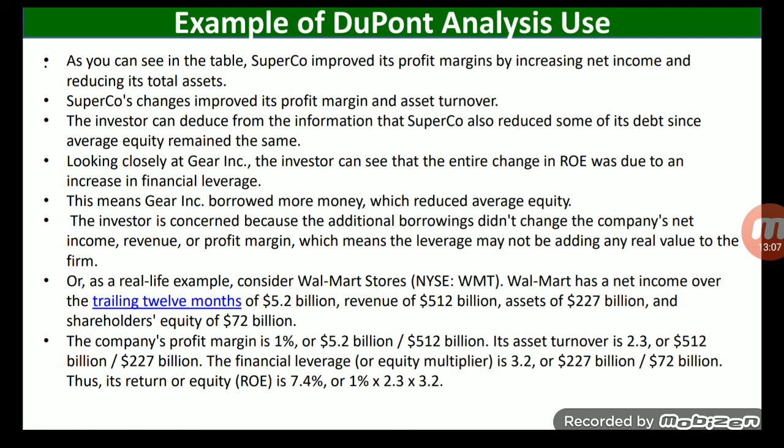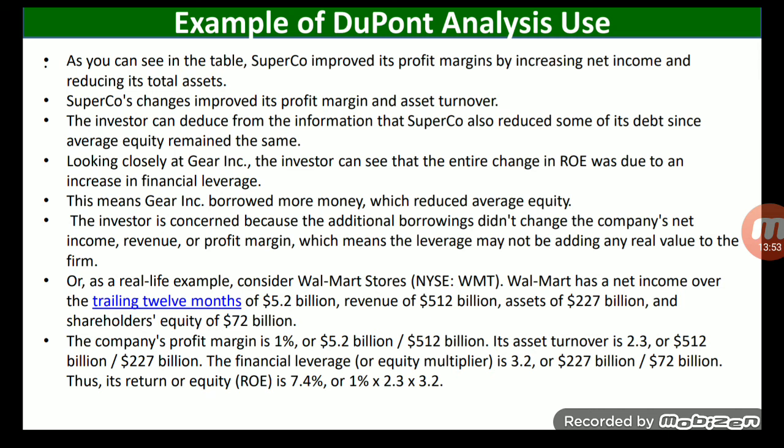Or as a real life example, consider Walmart. Walmart has a net income over the trailing 12 months of $5.2 billion, revenue of $512 billion, assets of $227 billion, and shareholders equity of $72 billion. The company's profit margin is 1%, or $5.2 billion divided by $512 billion. Its asset turnover is 2.3, or $512 billion divided by $227 billion.